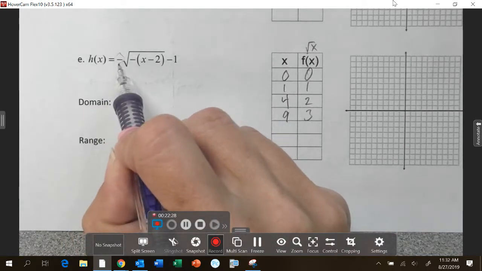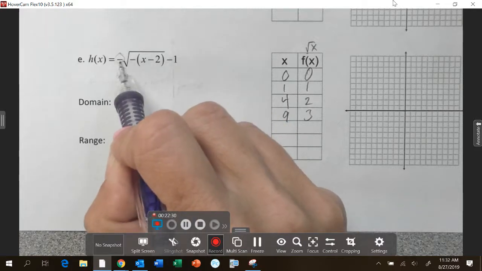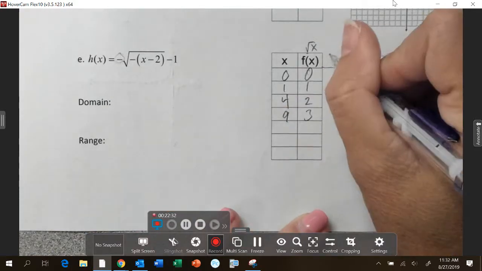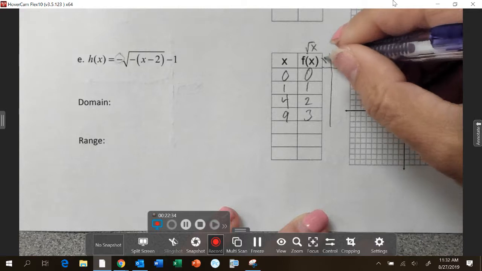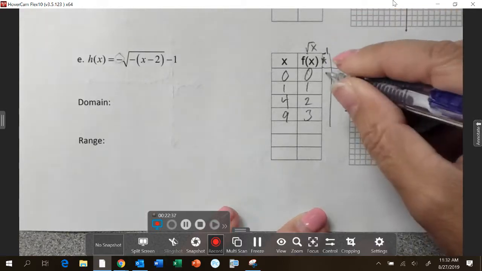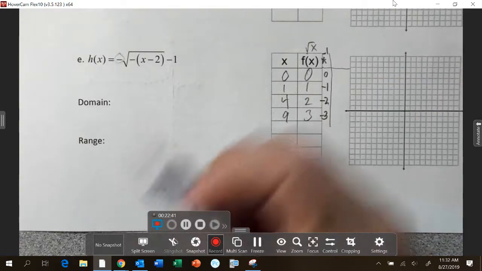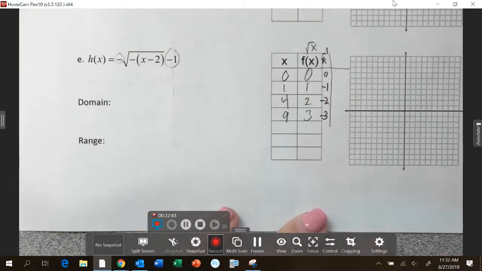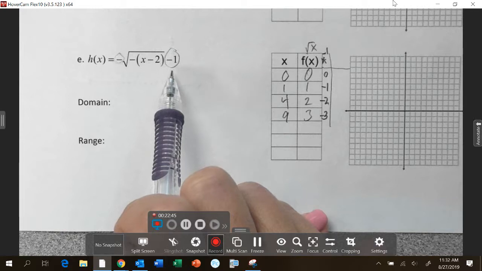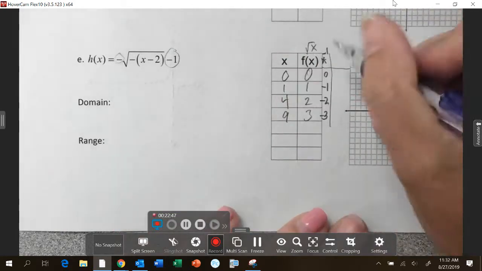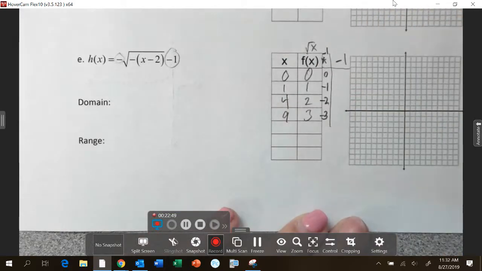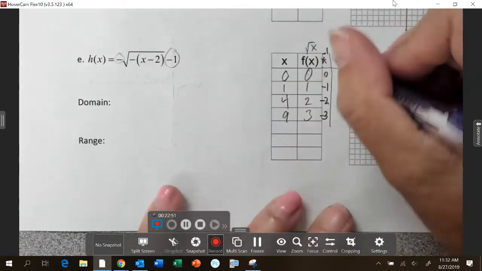And then this negative on the, I'm going to go left to right. This negative on the outside says to take the y values and multiply by -1. And this -1 is not under the square root over here. This -1 says to subtract from the y values. That says it's going to shift down 1.